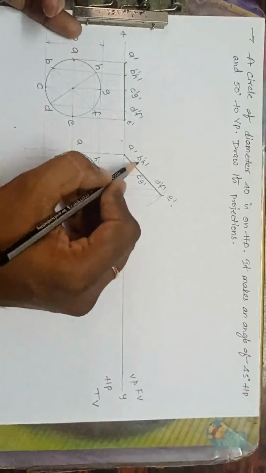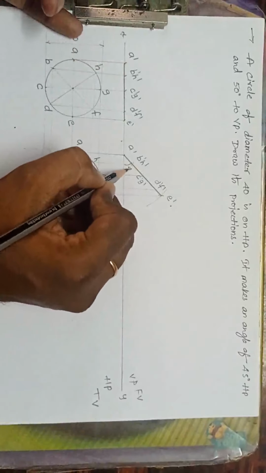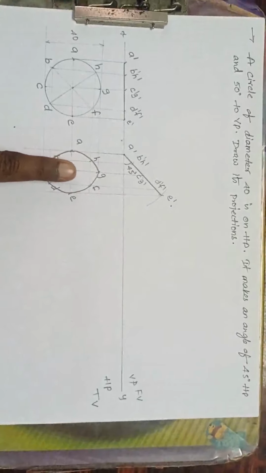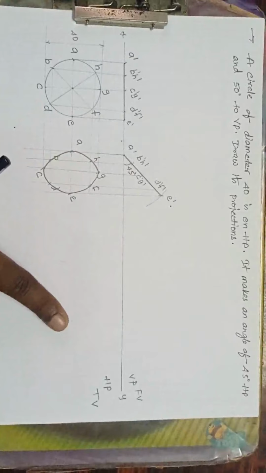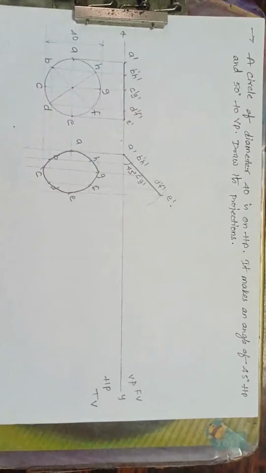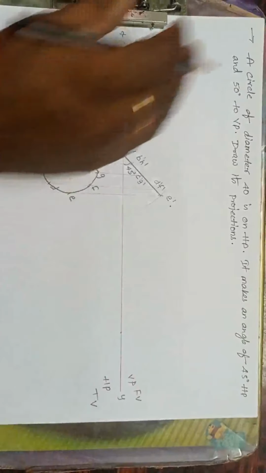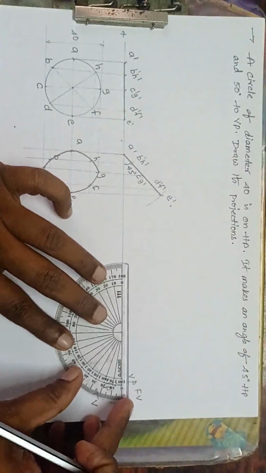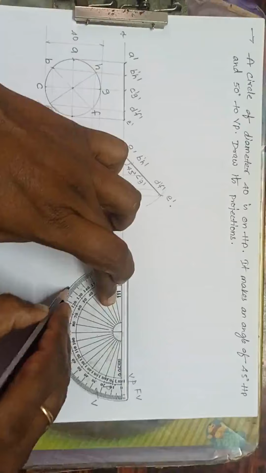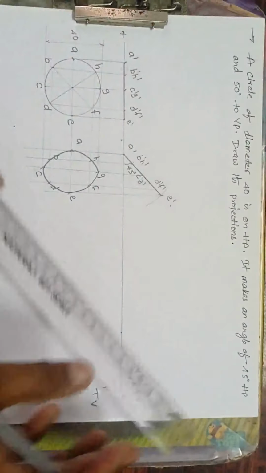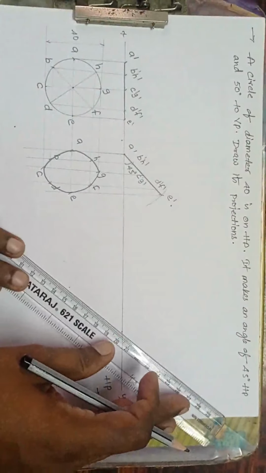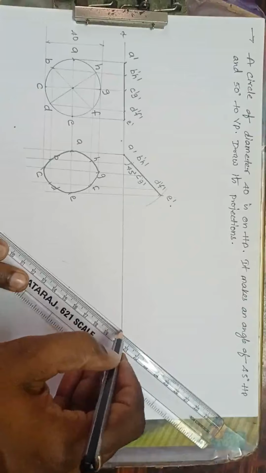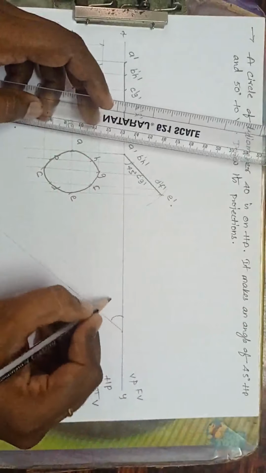Now it is at an angle of how much? 45 degrees. You have to mention the angle. Now tilt this ellipse at an angle of how much? With the VP at an angle of 50 degrees. So what I'll do, mark any point, take 50 degrees, and draw the line. This is 50 degrees.